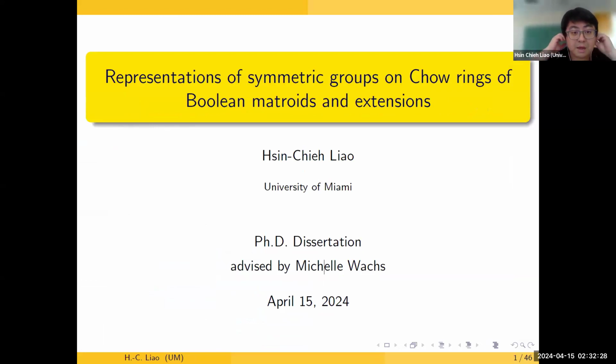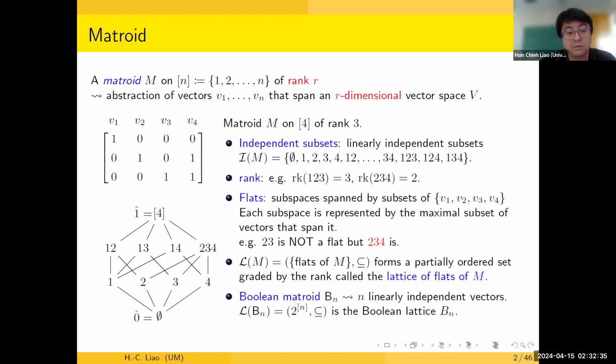So my thesis is about representations of symmetric groups on Chow rings of Boolean matroids and extensions. Let's first talk about what a matroid is. I won't give a strict definition, just an example from linear algebra to let you know how to think about it.